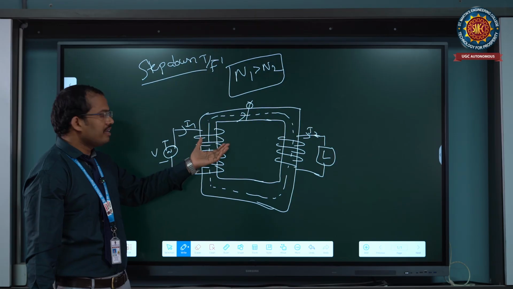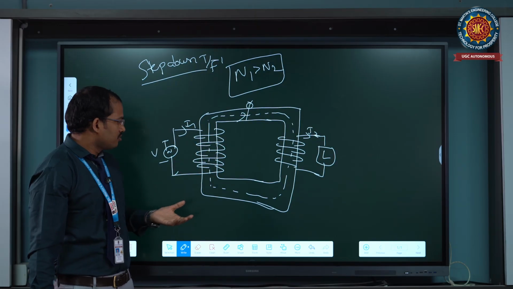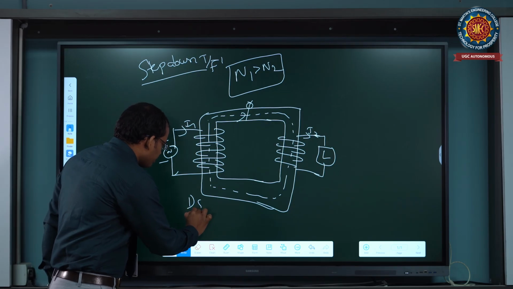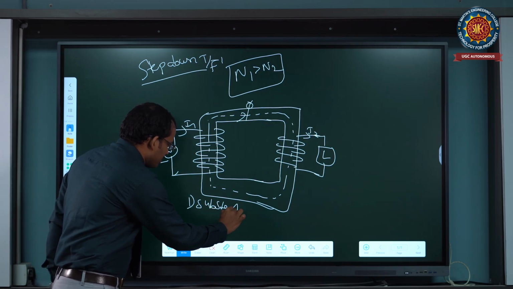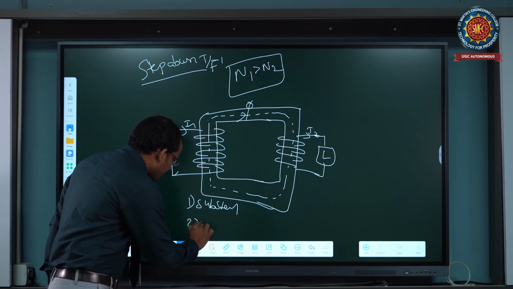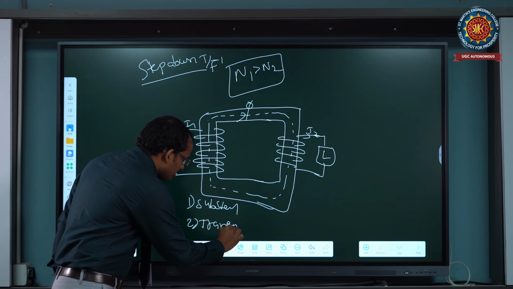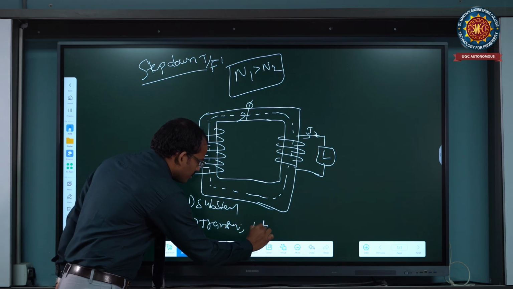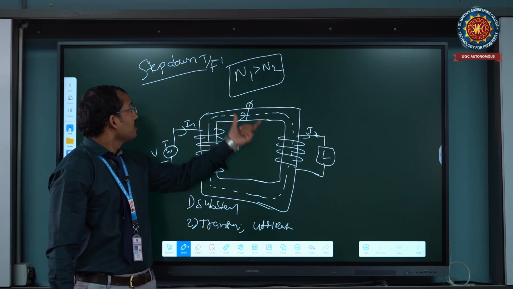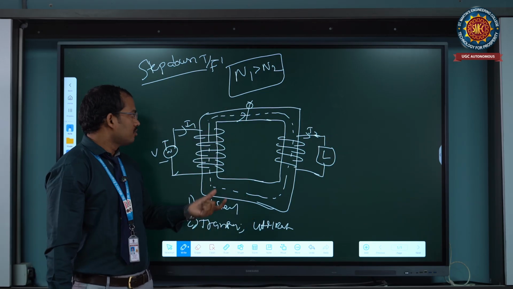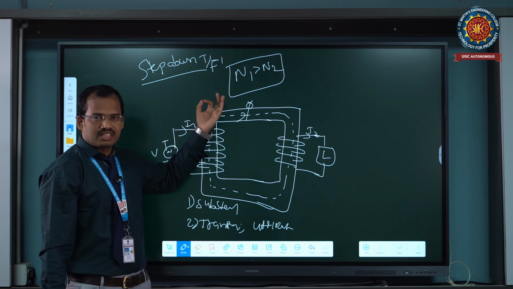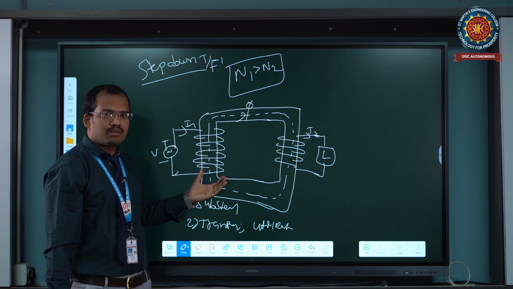What are the applications of the step down transformer? The basic applications of step down transformers are at substation levels, like transmission and utilization purposes. We use step down transformers for utilization purposes. So these are the basic diagrams of the step up transformer and step down transformer.